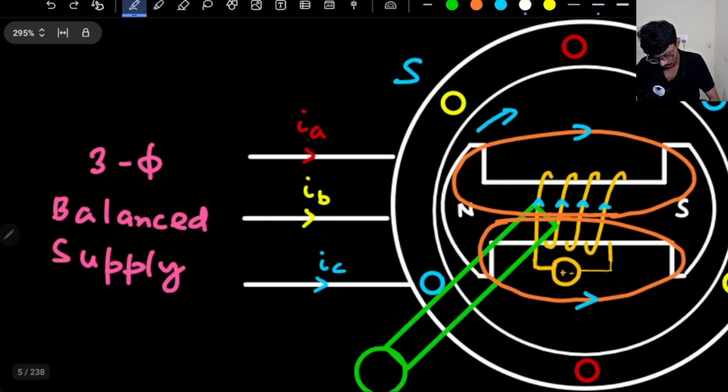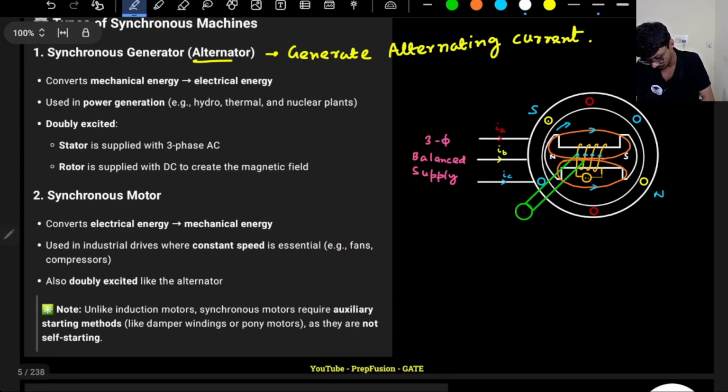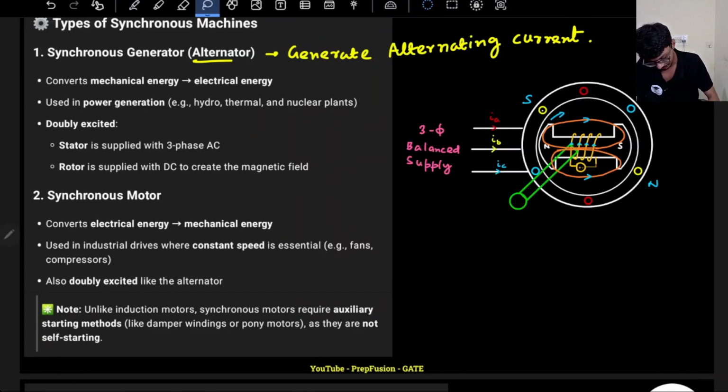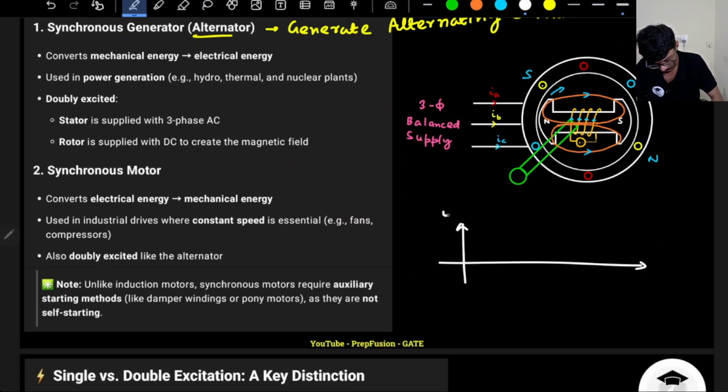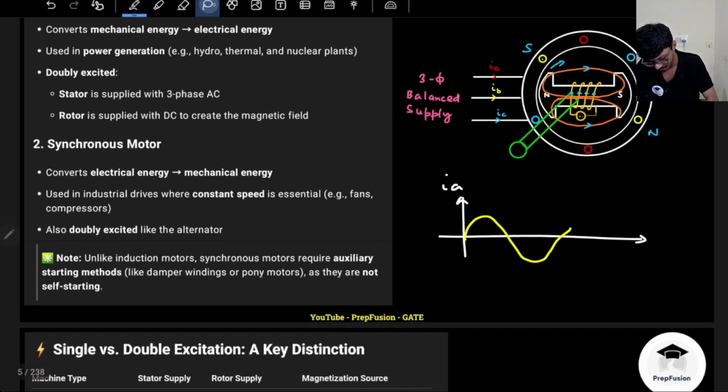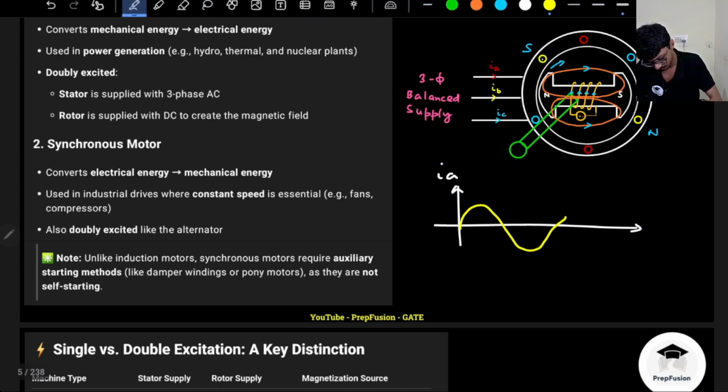So how do I explain it to you? One thing I can explain is that if I just draw the three phase current, so this is IA. IA current will be somewhat like this, correct? Let's say with zero phase difference. Then IB current will be here, phase shifted by 120 degrees, and then IC current will be there, right?